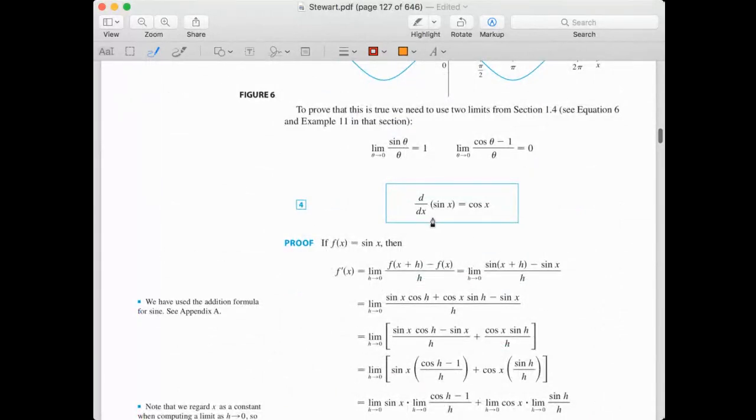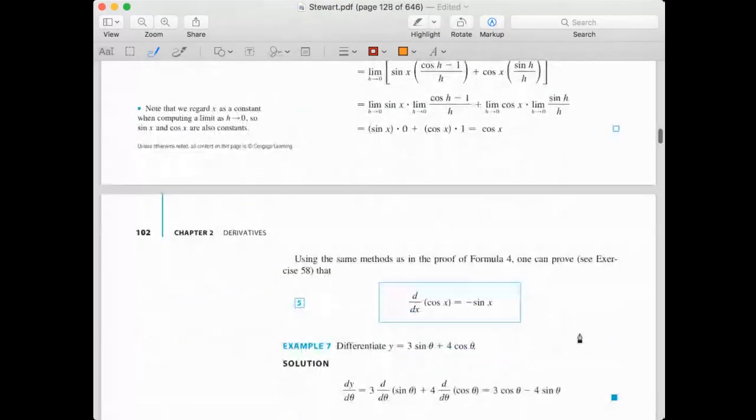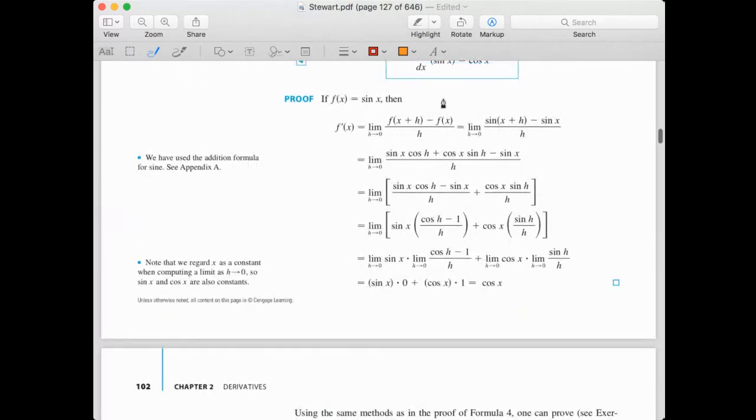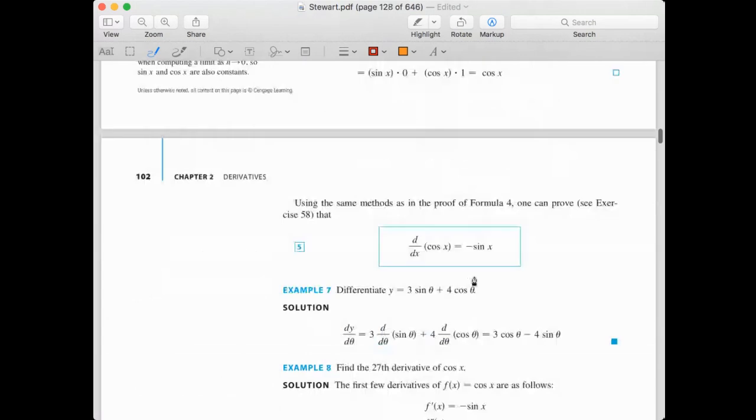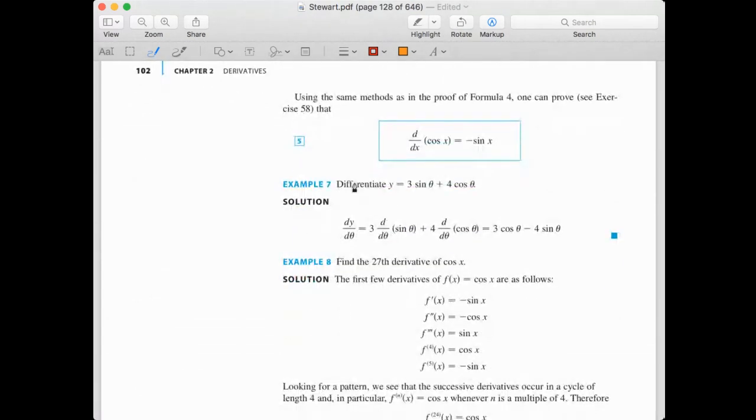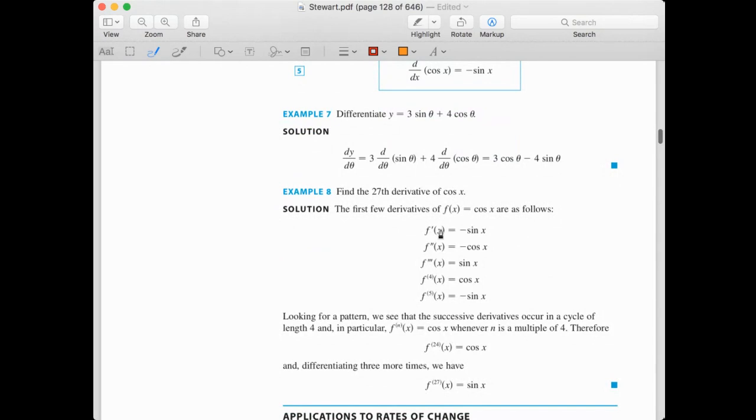Okay, the derivative of a sine function is a cosine function. The derivative of a cosine function is negative sine. You can go through the definition; this all comes from the definition. If we differentiate y equals 3 sine theta plus 4 cosine theta, the sine derivative is cosine, so we get 3 cosine theta. Cosine gives negative sine, so we get minus 4 sine.